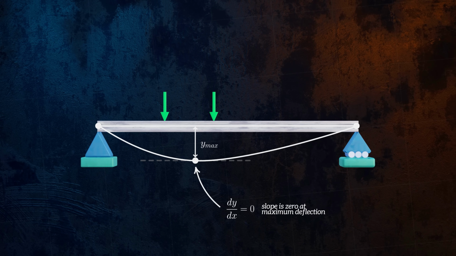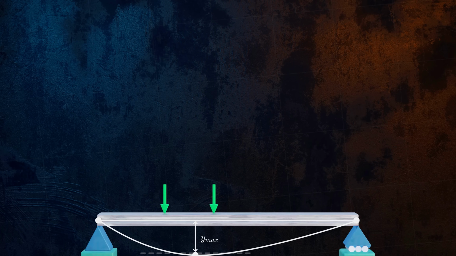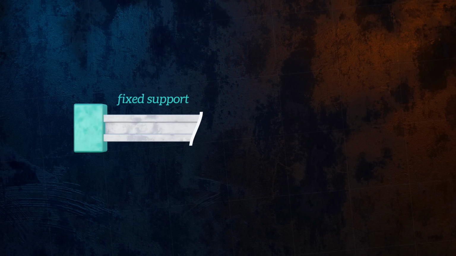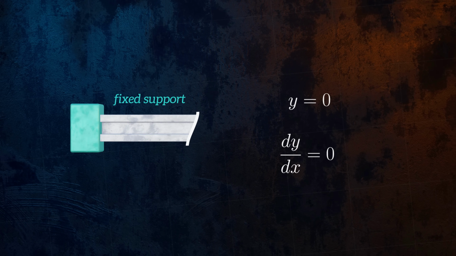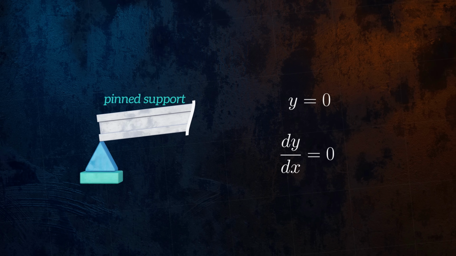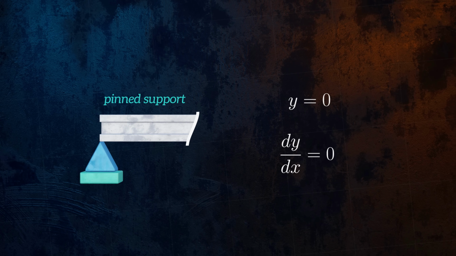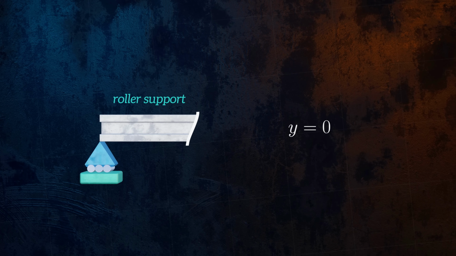Boundary conditions are key to applying the double integration method. We just saw that at a fixed support, the displacement and the slope must both be 0. At a pinned support, the beam is free to rotate, so the slope can be non-zero, and only the boundary condition for the displacement applies. The same is true for a roller support, which is also free to rotate.